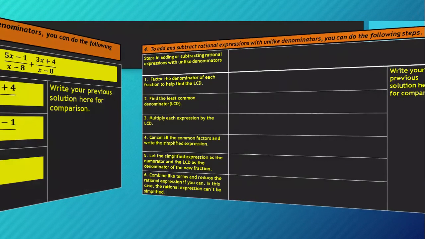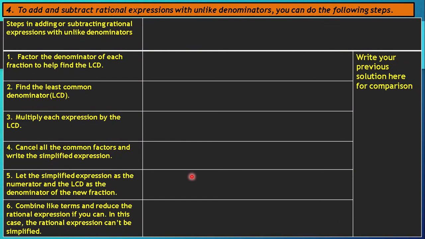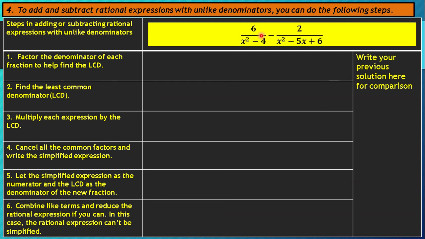And for the fourth item to be reviewed is adding or subtracting rational expressions with unlike denominators. So yung example natin is 6 divided by x minus 4 minus 2 over x squared minus 5x plus 6. So, ang una natin gagawin ay ipafactor natin yung denominator ng bawat fraction para makuha natin yung LCD. Kapag hindi parehas yung denominator ng fractions na pinagkukombine natin, ang una natin gagawin ay hanapin yung kanilang least common denominator or LCD. Okay?